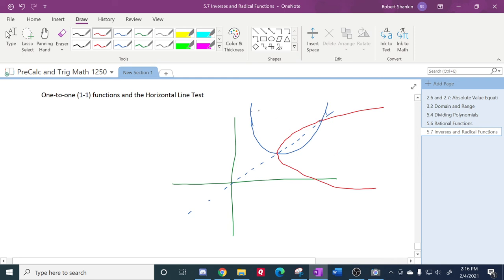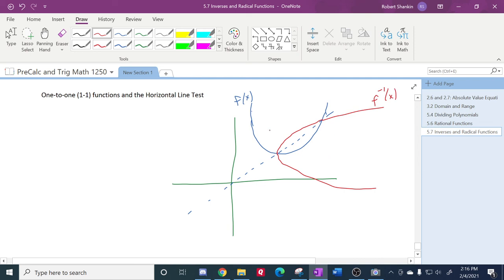Now notice that the blue curve was a function. It passed the vertical line test. But the red curve is no longer a function. If this was my function f of x, this function over here, f inverse of x, would not be a function. It doesn't pass the vertical line test.